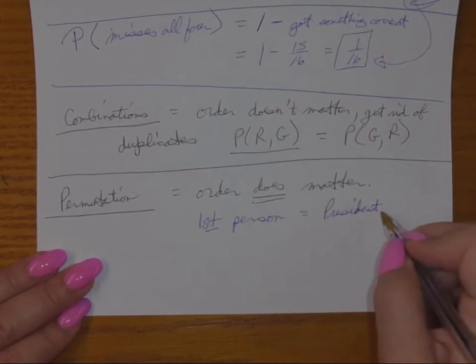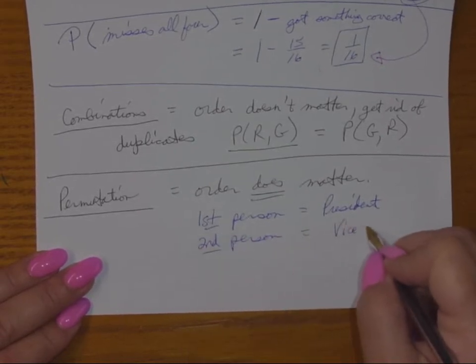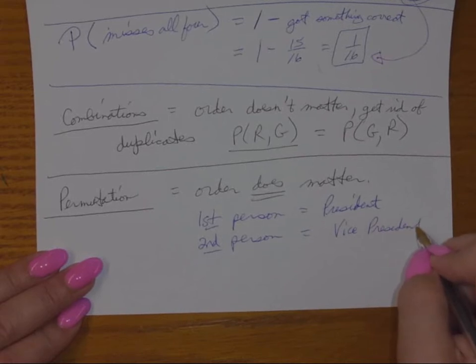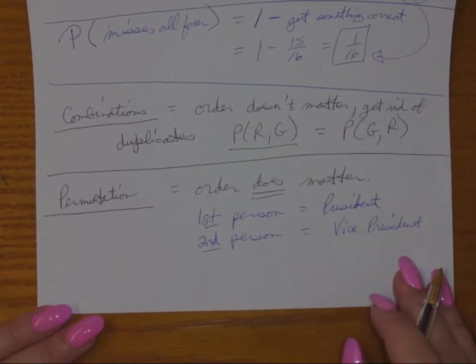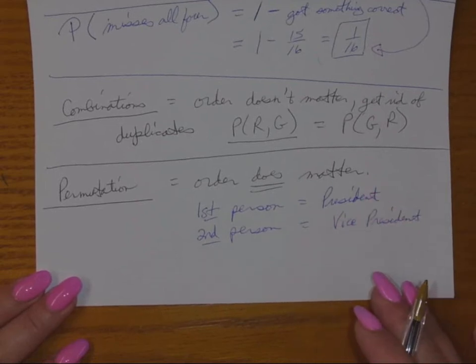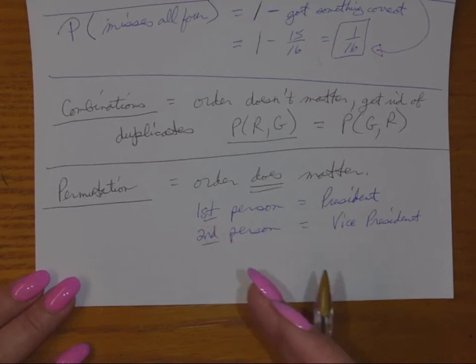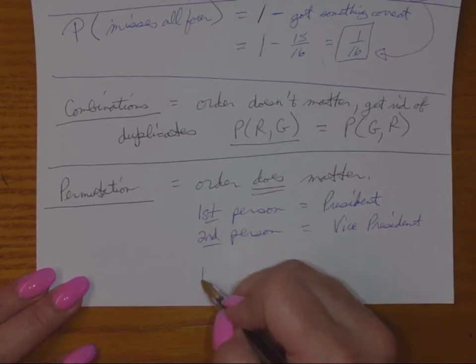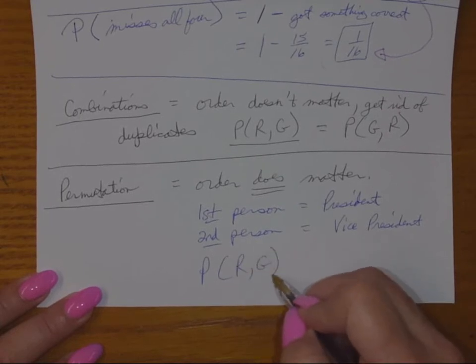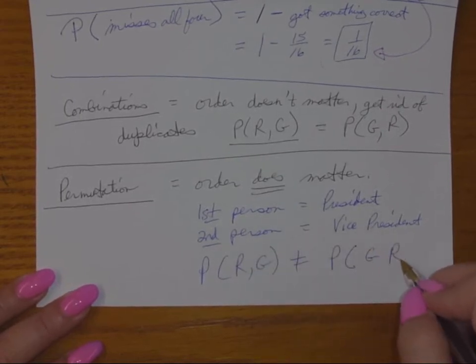Okay. The second person I draw, you're going to be the vice president. So I'm filling in slots, so to speak, and it does make a difference whether you're a president or a vice president, right? There are different duties for that, so it does matter who's first and who's second. So the probability of red-green does not equal the probability of green-red.